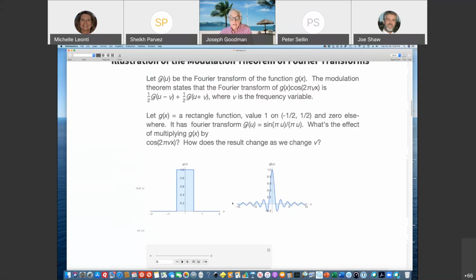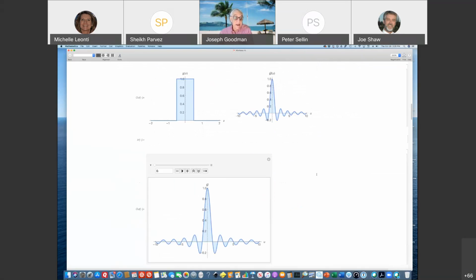So how does this spectrum change as we change the frequency variable of the cosine? This is what the modulation theorem is all about. And so we're going to see what happens. Here I have a dynamic plot.